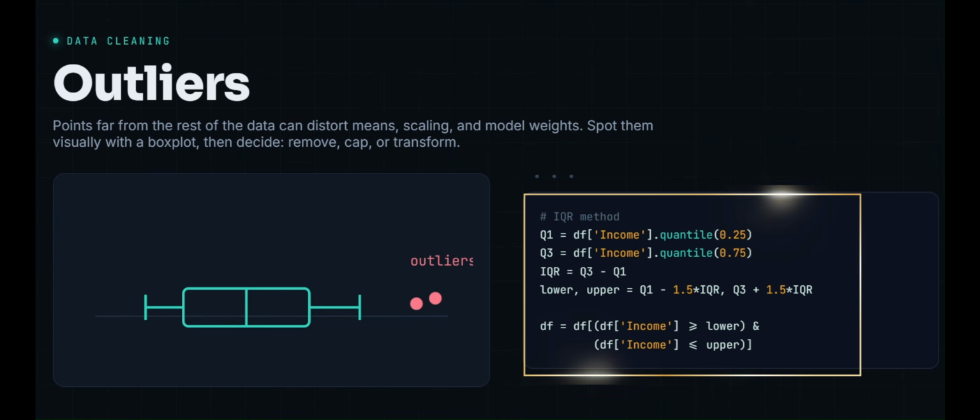The most common way to catch them is the IQR method, interquartile range. We calculate Q1 and Q3, find the range between them, and anything outside 1.5 times that range above or below gets flagged and removed.